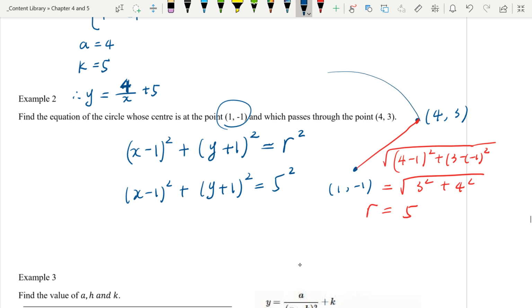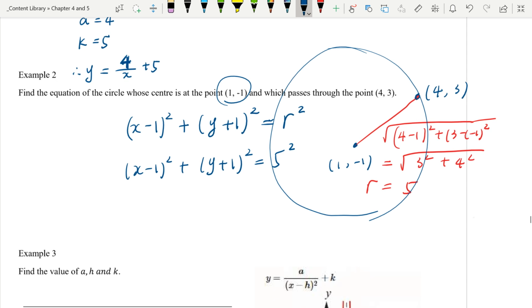So that's just a circle. Say the circle looks like that. Center is here, one point is here, and you find the distance between those 2 points, and that's the radius. Or you can just sub x equals 4 and y equals 3 into this equation to find what r squared is.